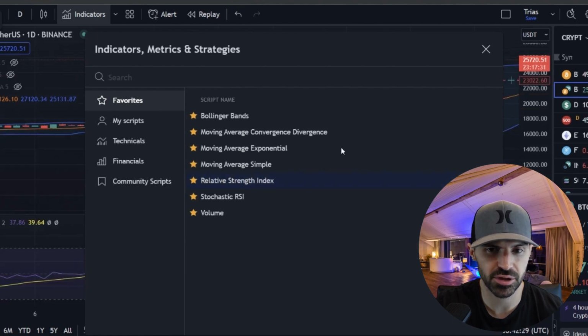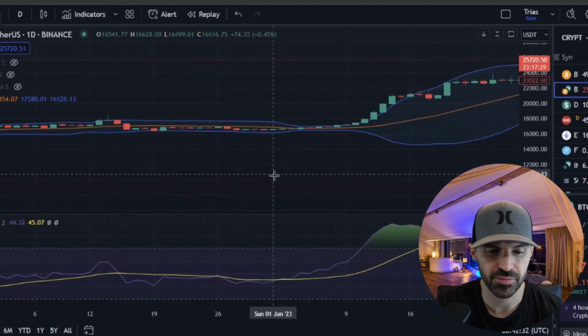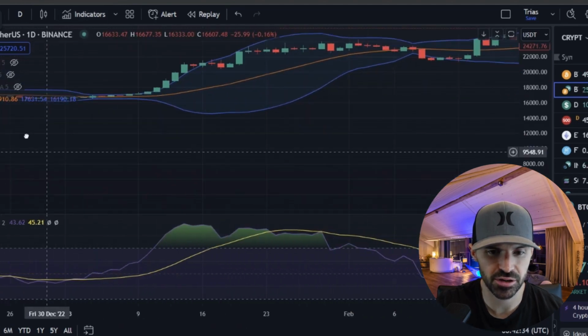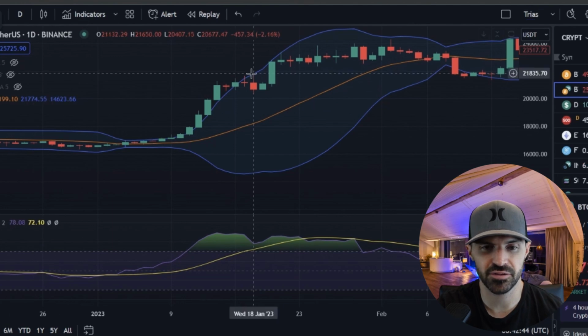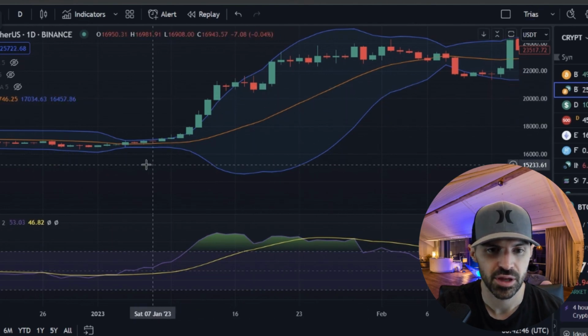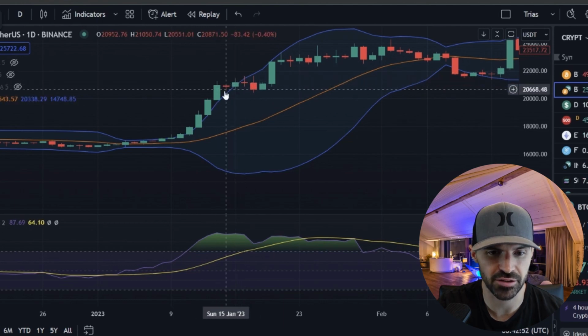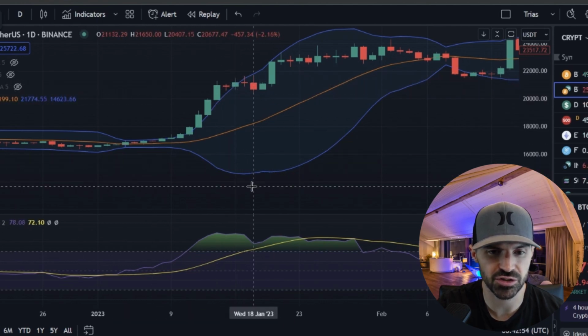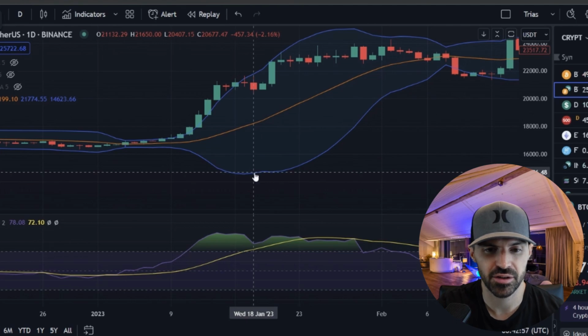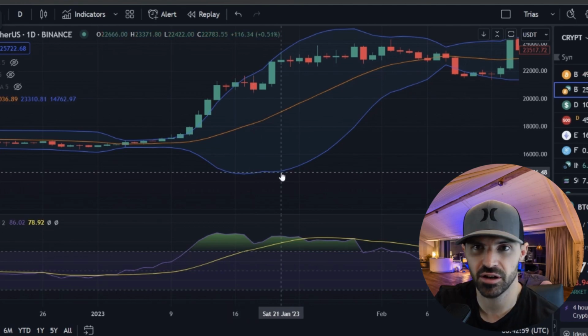So we're going to click on this one here. And as you can see, then it's at the bottom of my screen here. Like I said in the start of the video, when price action goes to the top of the Bollinger Band, or when it reaches the lower band, then it can give a lot of false signals.